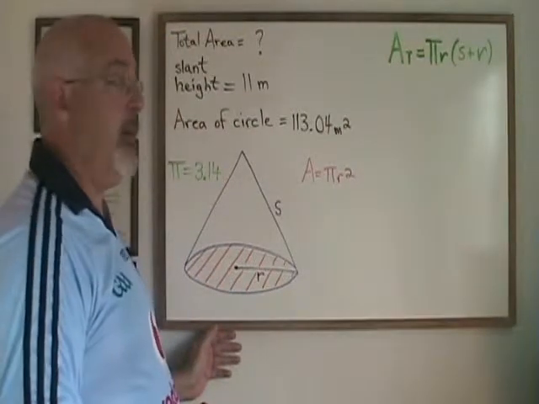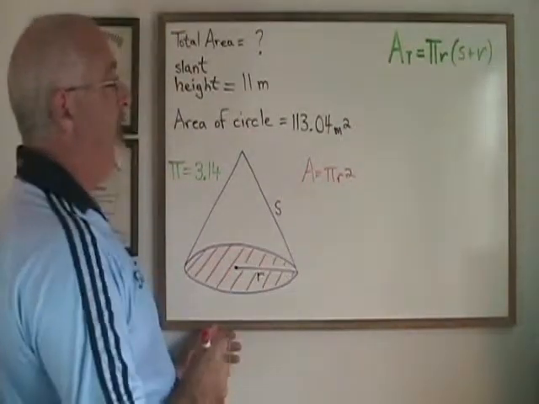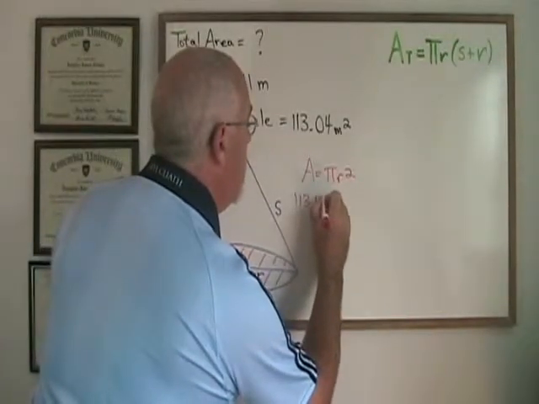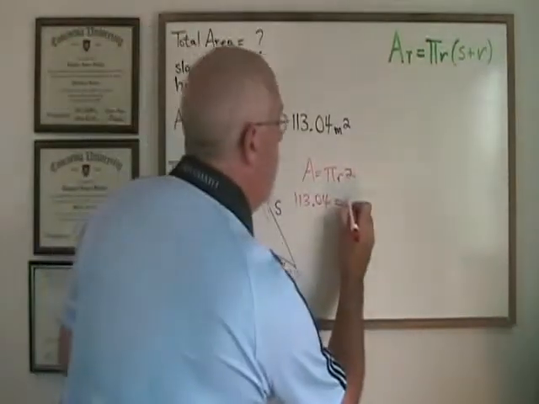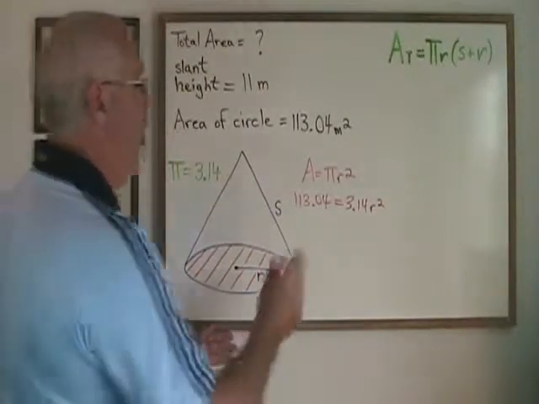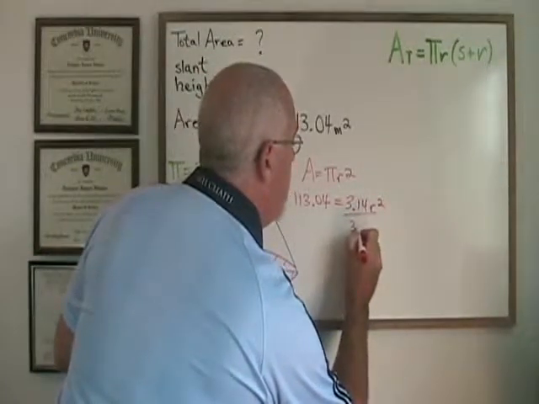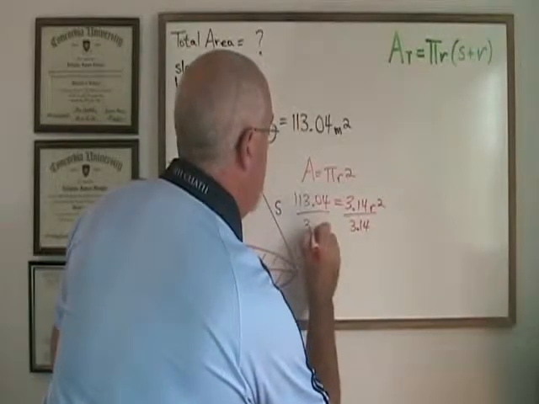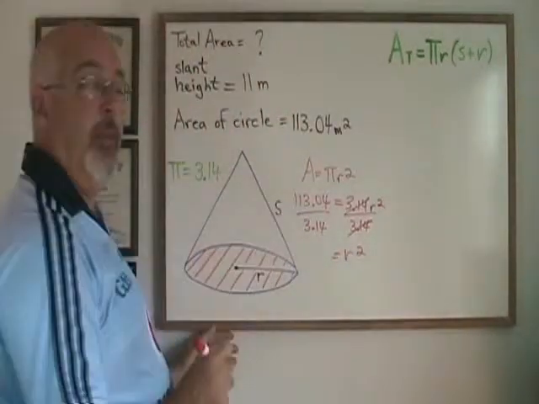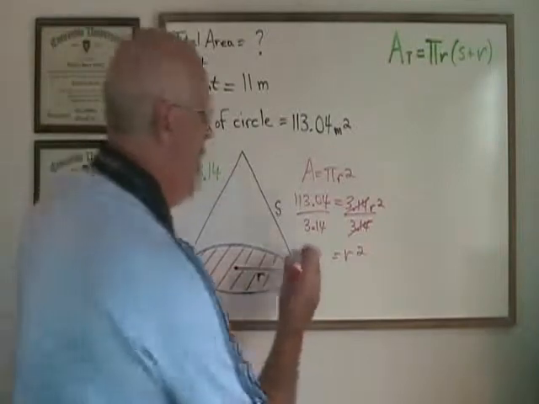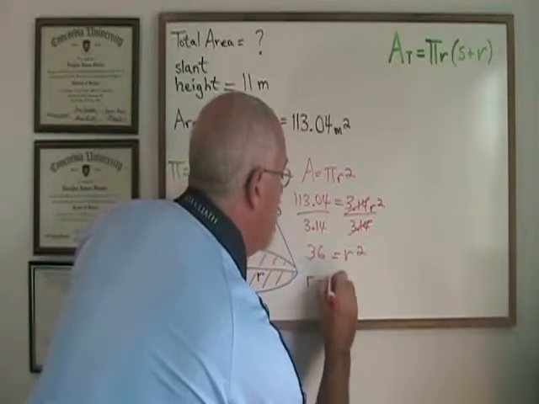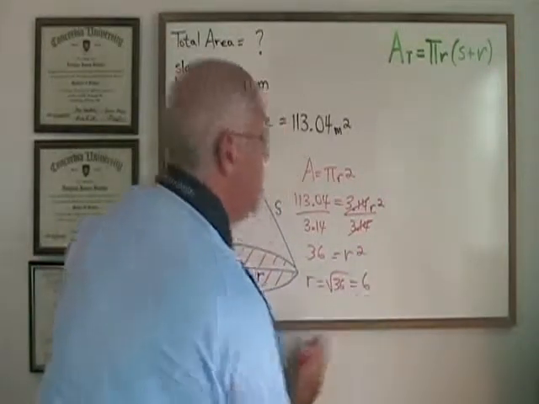We can use the area of a circle formula, area equals pi r squared, to solve for r. If we replace the A in this formula with 113.04 and replace pi with 3.14, r squared is our unknown. Dividing both sides by 3.14, these cancel. R squared is isolated and is equal to 113.04 divided by 3.14, which is 36. If r squared is equal to 36, r is equal to the square root of 36, which is 6.